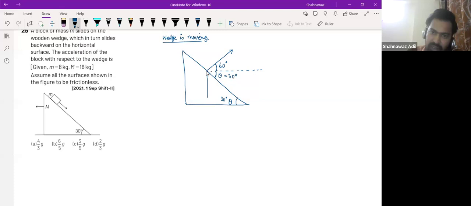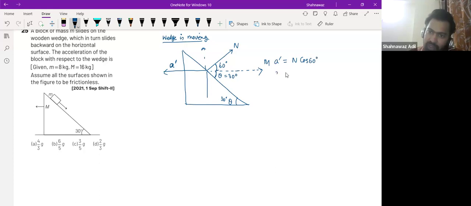And then there is this acceleration of this wedge. So let's say this is A prime. And this is A prime, and this is normal reaction. So if we calculate this A prime, if we write the components of this N, it will have this horizontal component and this vertical component. So this horizontal component would be equal to this A prime, right? So M A prime, whatever this M is, M A prime is N cos 60.